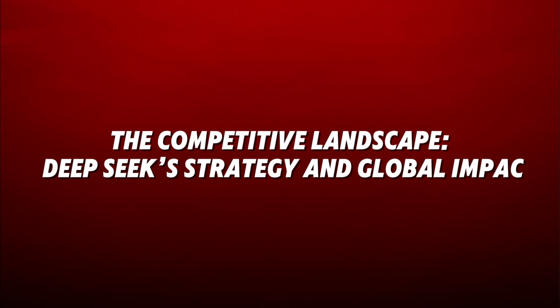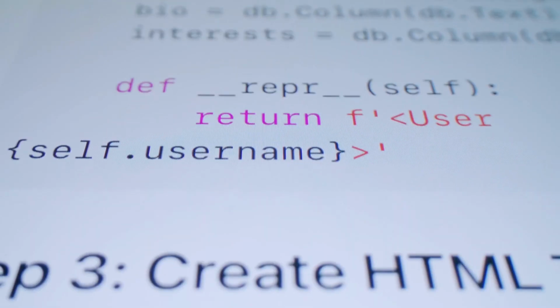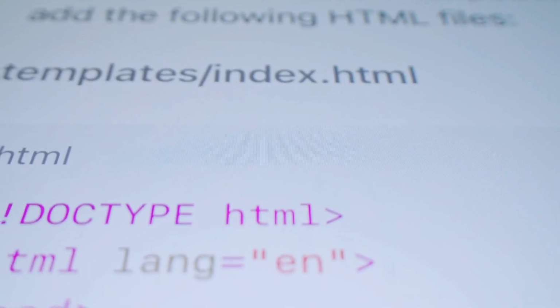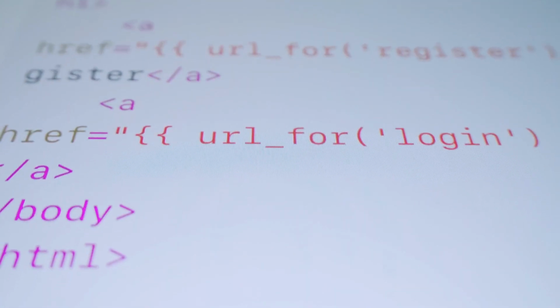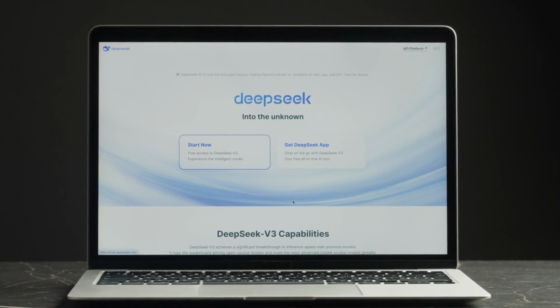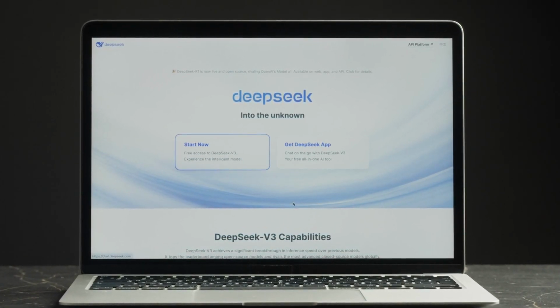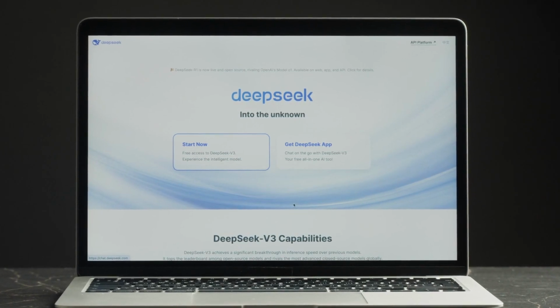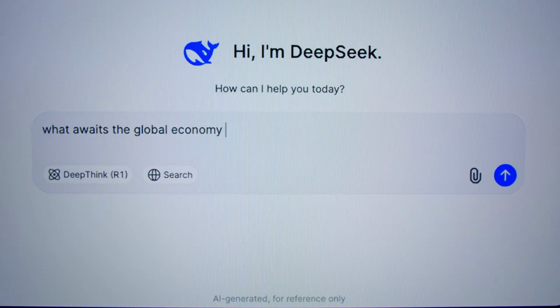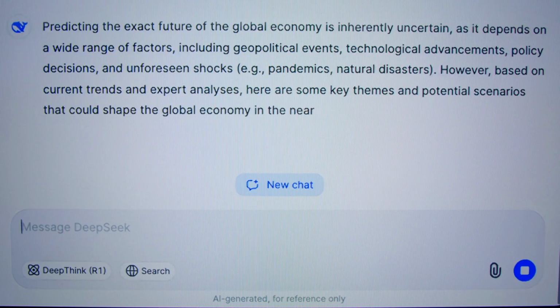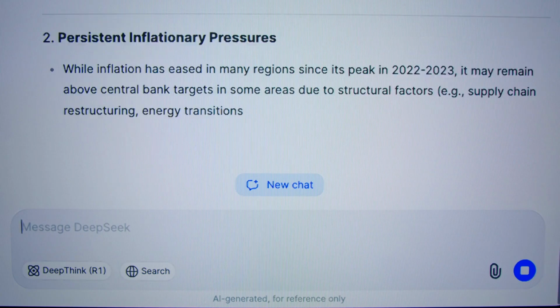The competitive landscape, DeepSeek's strategy, and global impact. In the broader competitive landscape, DeepSeek has emerged as a leader in AI development, but its approach is somewhat different from other tech giants. Rather than focusing on selling business applications directly, DeepSeek is prioritizing research and development. This strategy allows them to remain a cutting-edge R&D powerhouse, while companies like 01.AI and others can build business solutions on top of DeepSeek's models.